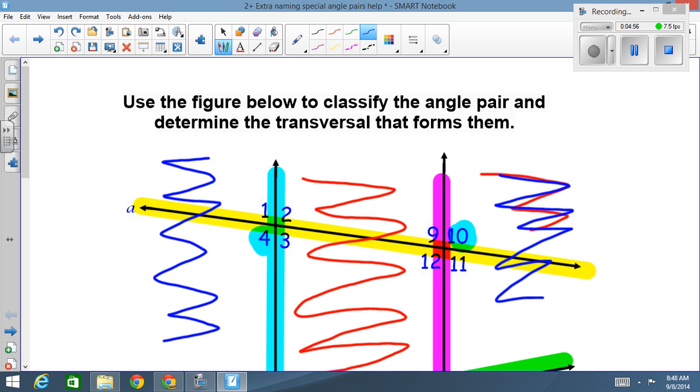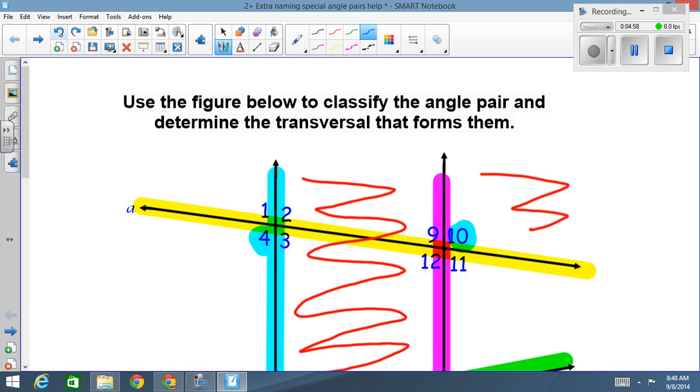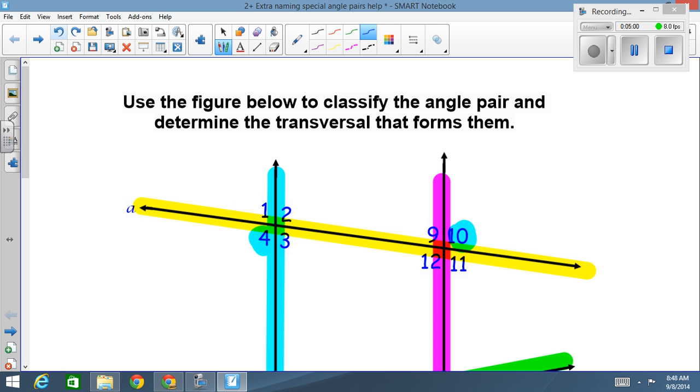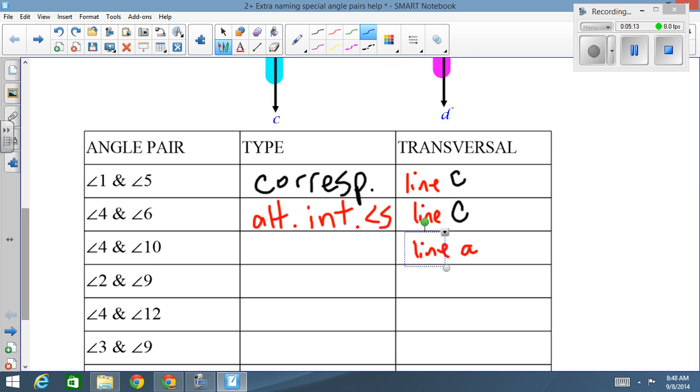So angles 4 and 10 fall on the exterior. Now that we know they're on the exterior, the question becomes, are they on the same side or are they diagonal from each other? They're diagonal across the transversal, so these are going to be alternate exterior angles.